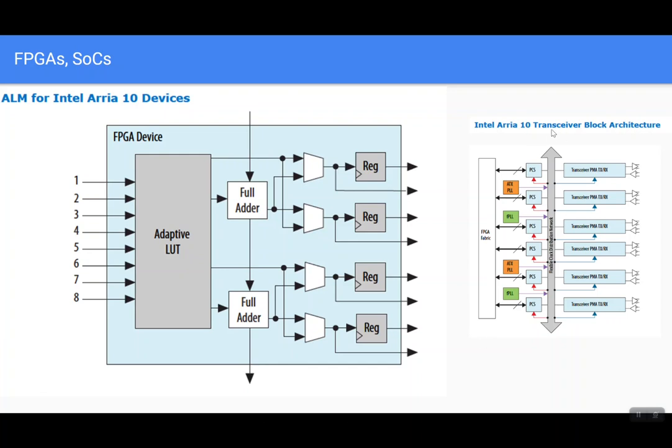Again, this is the Arria 10 transceiver block architecture, and as you can see, it's showing the transceiver, high speed serial links with a common bus, and connected with the FPGA fabric.